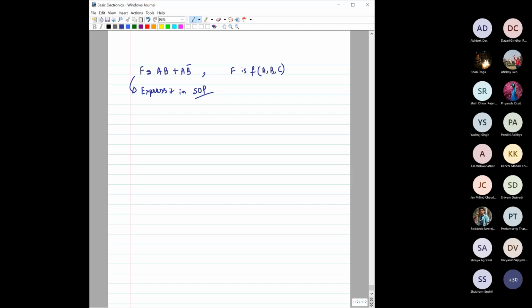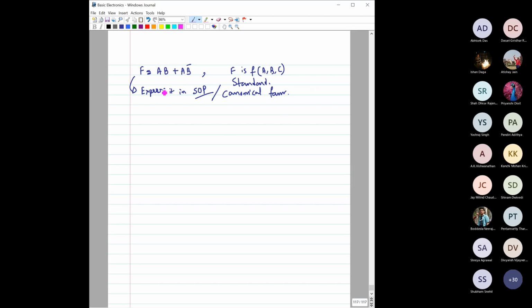How can you do it? There are three variables A, B, C, but in this function you can see you have only two variables. So obviously this is not a canonical form. Expressed in SOP or canonical form or standard canonical form.